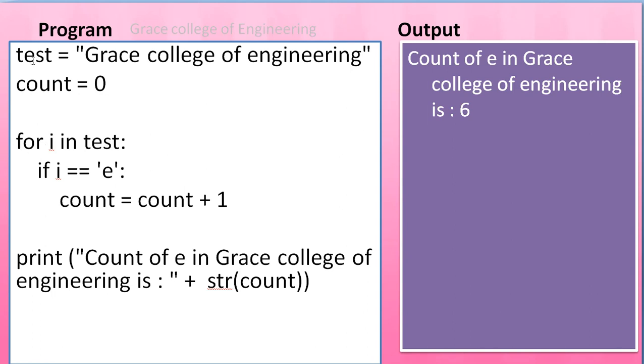That is, what is stored in the test variable is moved to another variable, that is i. So for i in test, one by one it will be moved. G will be moved to i. Then next, one more condition, if i is equal to E. After checking the condition, it will move to the next step, that is count.